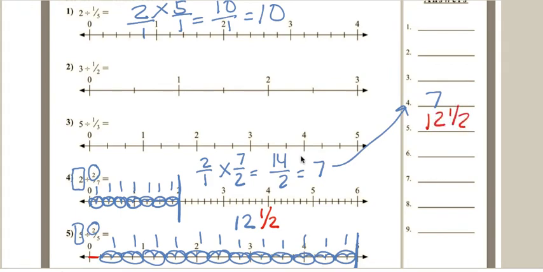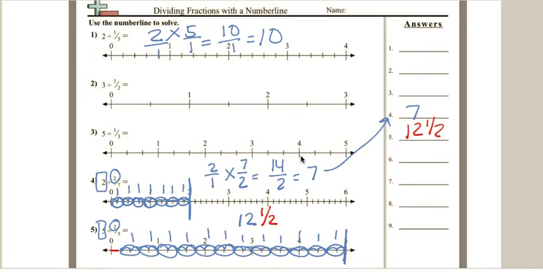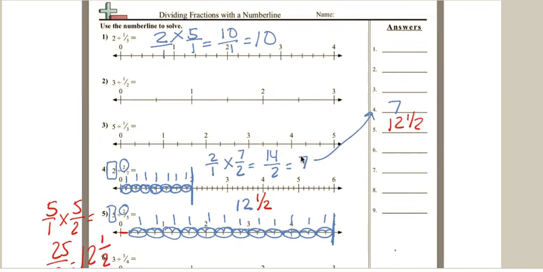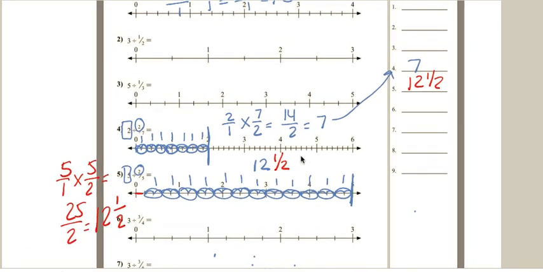And so we can do our keep change flip and try it out. So it would be 5 over 1 times, now flip, 5 over 2. When you work it out, you would get 25 over 2, which would equal 12, and 1 left over, 1/2. So here are a couple of examples I did with modeling for dividing fractions. These are pretty easy because you start with the whole number rather than starting at a fraction point.